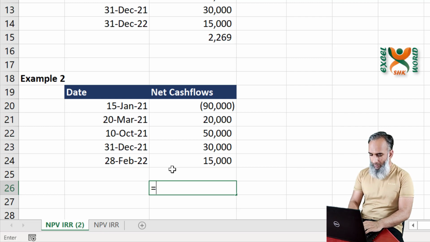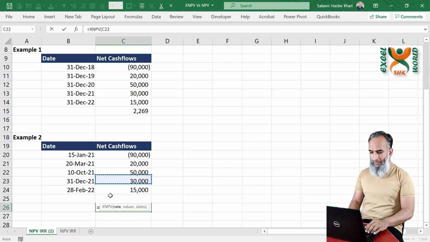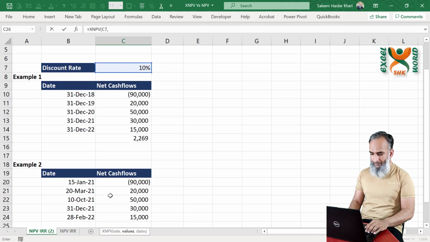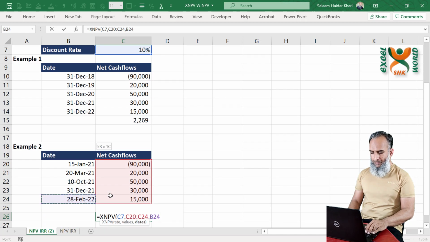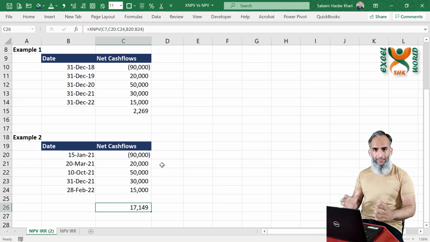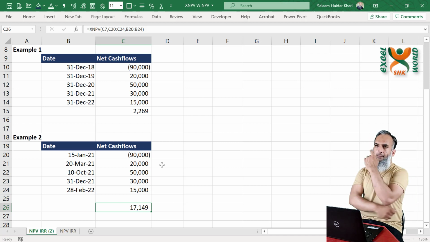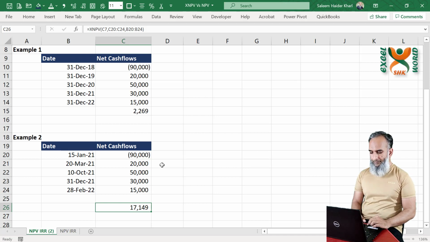So let us calculate it now. Let's see if it gives an error or not. XNPV, then let us give the rate and the values and the dates. Oh wow, we have the net present value. So there wasn't any error. And if this was to be calculated by NPV, I wonder if there was any option for the date. There wasn't any. So NPV has so many limitations. This is one of them.